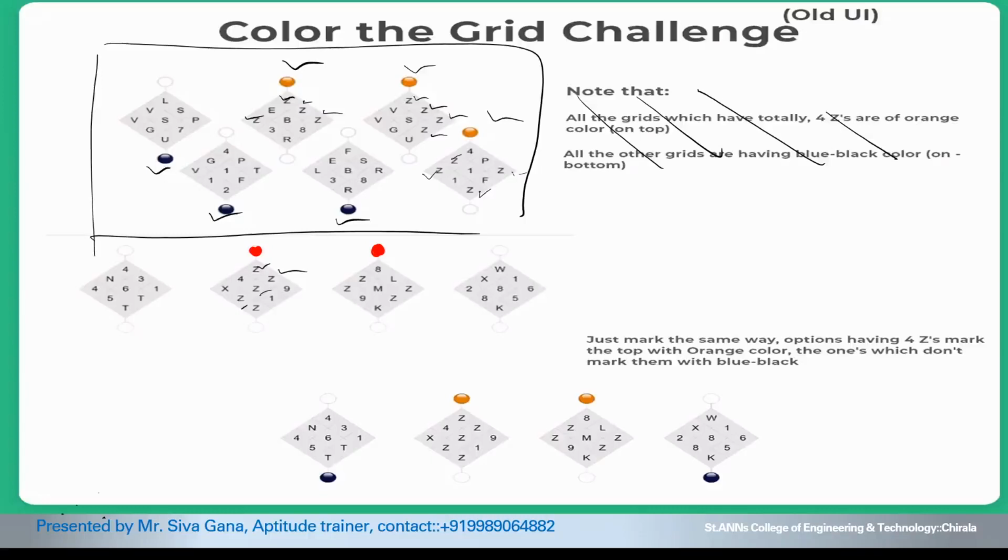Just mark the same way the options having four Z's, right? Here Z's are not there. This should be black color, right? Check here, Z's are not there. Black is in the bottom. Here black you should fill, and here also Z's are there. Black you should fill. This is the answer for this particular one, right? All the grids which have totally four Z's are orange on top. This is how you need to do this as quickly as possible.